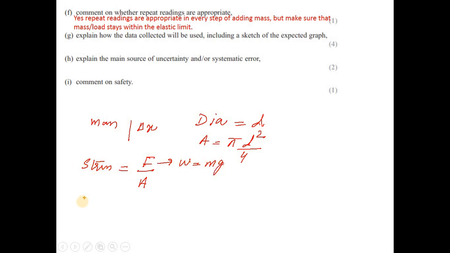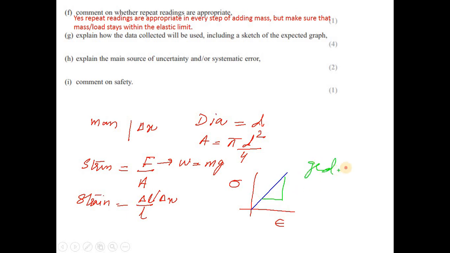Once you have a stress, then you are going to find the strain, and strain is delta L over L or delta x over x. It doesn't matter, it's just the extension delta L or delta x. So you can find the strain. Once you have a stress and a strain, then you can draw the graph of stress against strain, and then you have a straight line passing through the origin. And once you have a straight line, finding the gradient of this straight line will give you the Young modulus of the wire. So that's how you need to explain all these points for part G.